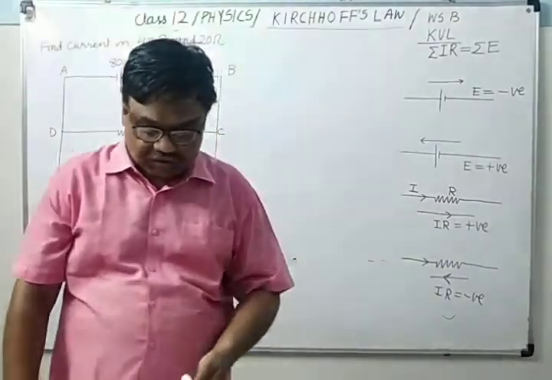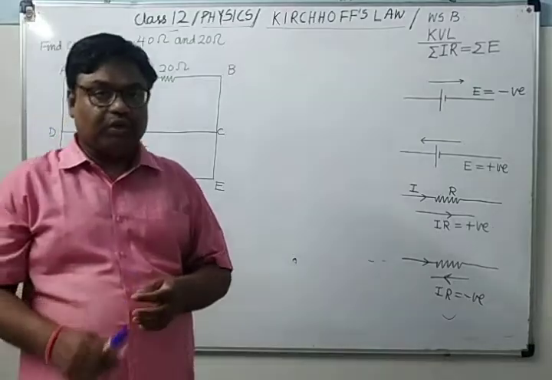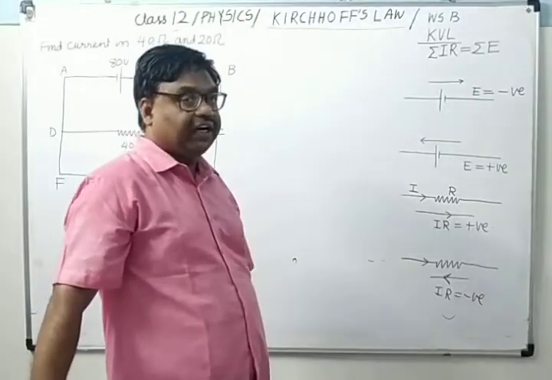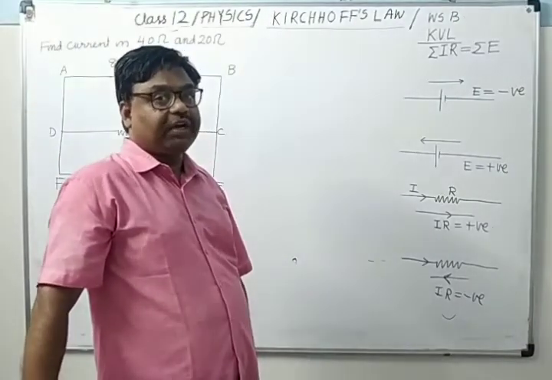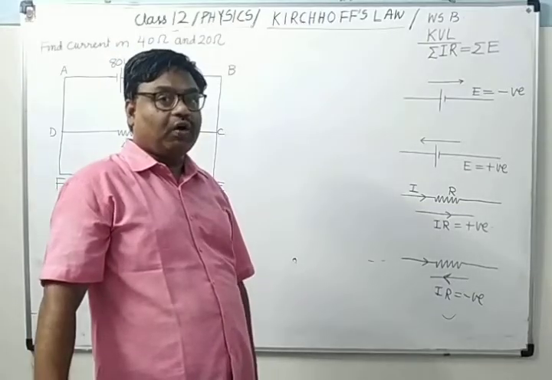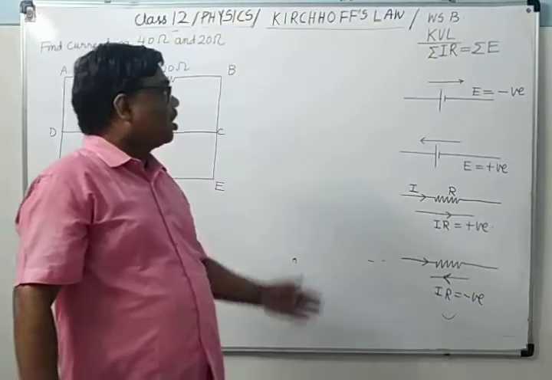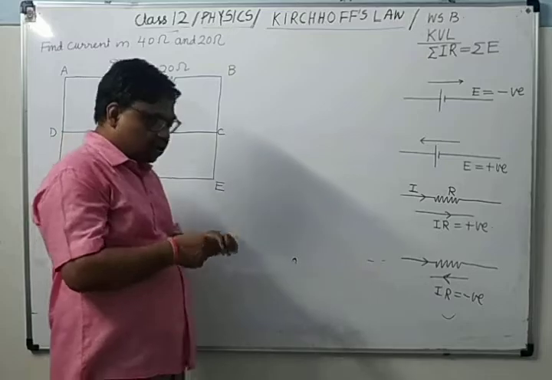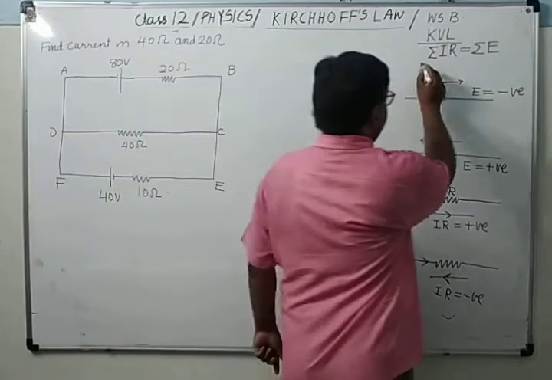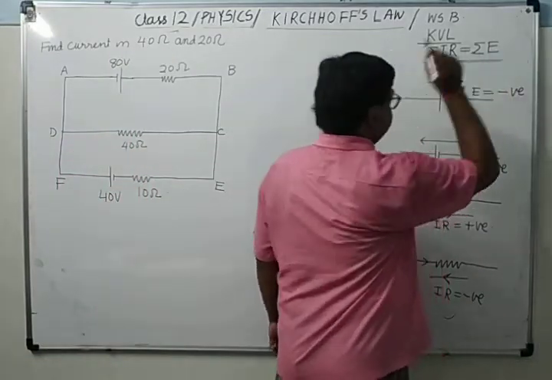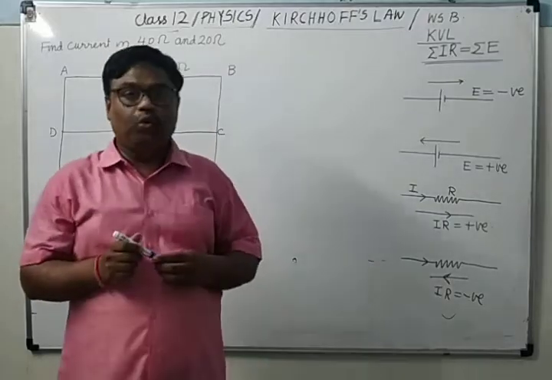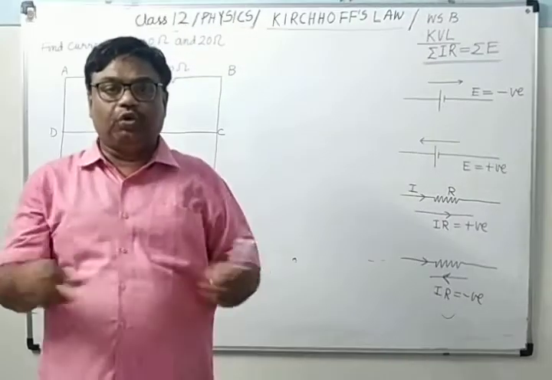What is Kirchhoff's current law? As you know, at any junction of an electrical network, the sum of incoming currents is equal to the sum of outgoing currents. Now according to Kirchhoff's voltage law, we will apply it in this form: sigma IR equals sigma E. And it will be applied in any closed loop.